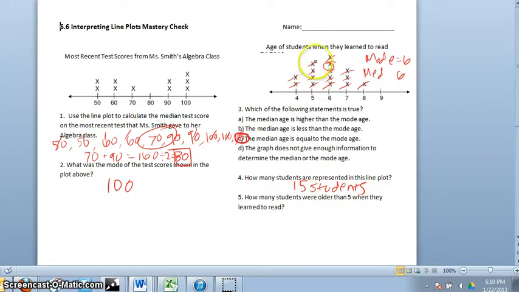Number 5, how many students were older than 5 when they learned to read? Well, all of these X's, remember, represent students and their ages. These guys were 4, these guys were 5, so everybody over here was older than 5 when they learned to read. So I'm going to count up how many people there were older than 5. 1, 2, 3, 4, 5, 6, 7, 8, 9. 9 students were older than 5 when they learned to read.